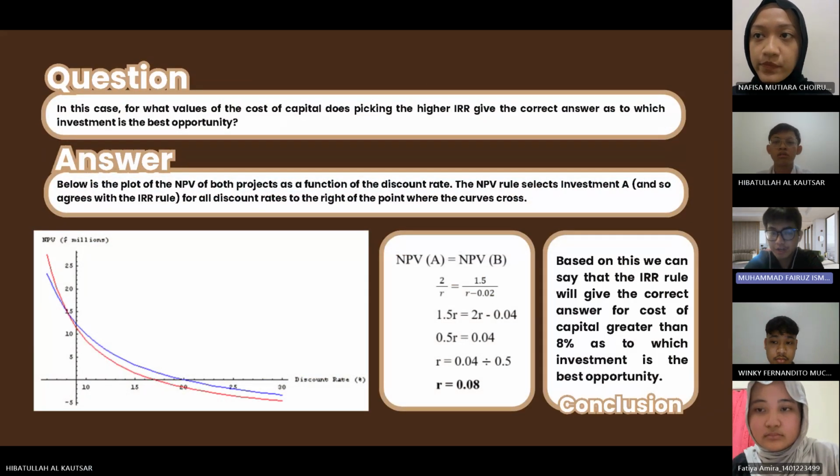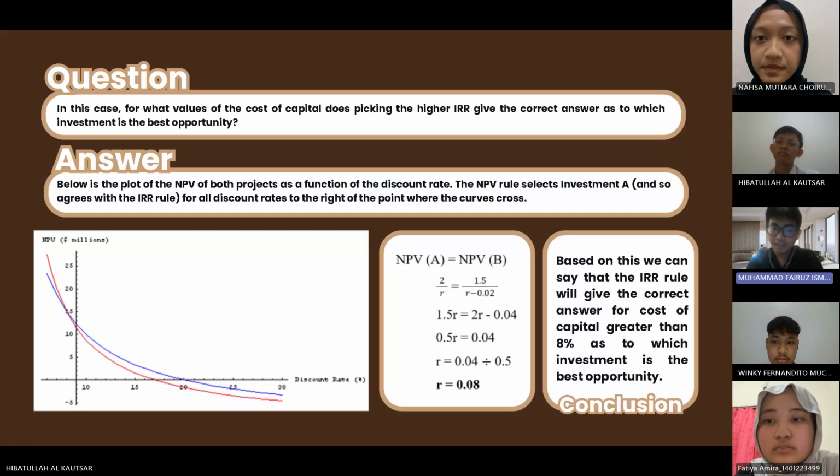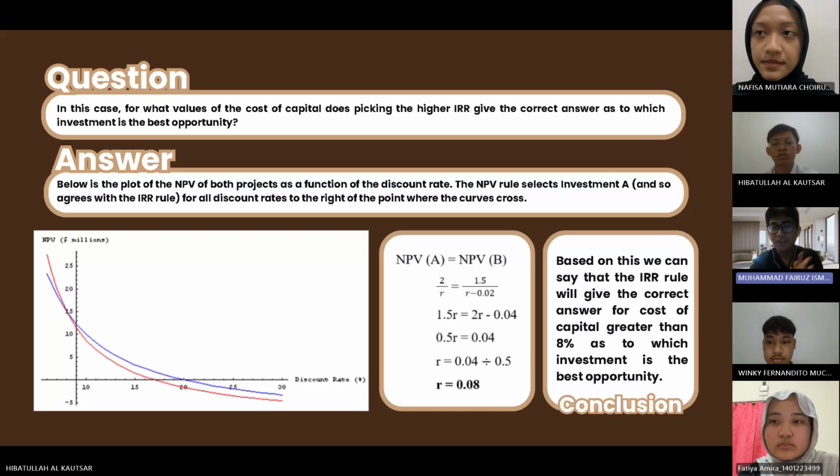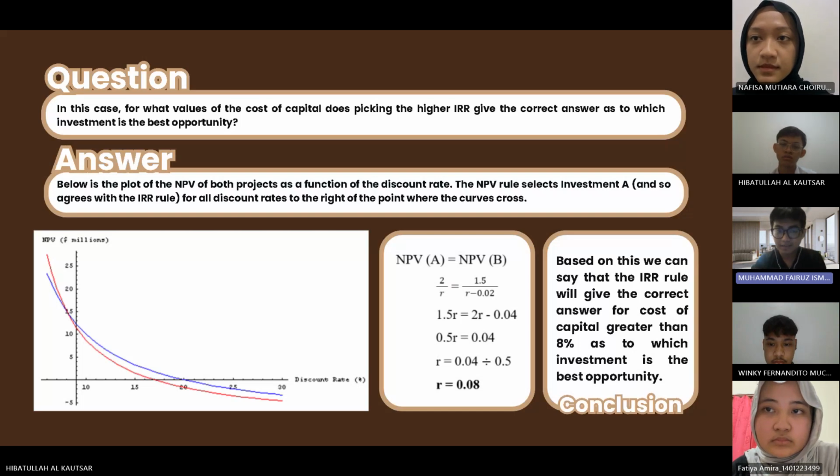Okay, so the third case: for which values of the cost of capital does the IRR give the recommendation with the correct decision? In other words, we are trying to understand when the IRR method aligns with the NPV approach in determining the better investment. To find the answer, we analyze a graph that shows how the NPV of both investments changes with different discount rates. As seen in the chart, there is a specific point where the NPV lines of both projects intersect. This intersection represents the discount rate at which both investments yield the same NPV.